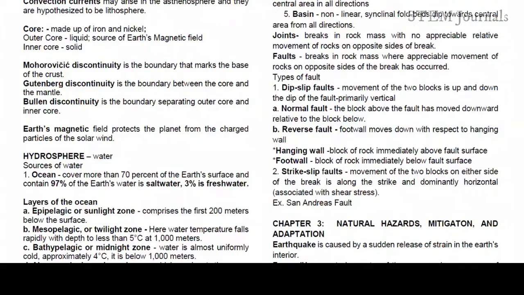Technically, it cannot create an upward movement because of the presence of gravity, and it is a large mass of rock. So the gravitational pull is strong because of that movement. So that is the normal fault. Meanwhile, in the reverse fault, we have the footwall and the hanging wall. The footwall moves down with respect to the hanging wall itself. So it is just like a reverse of our normal fault movement.